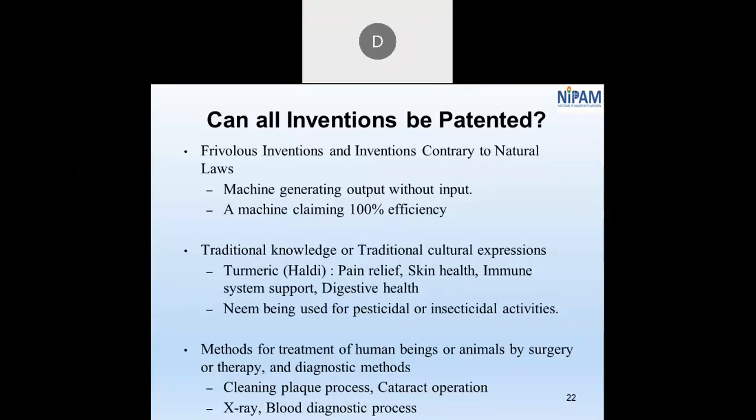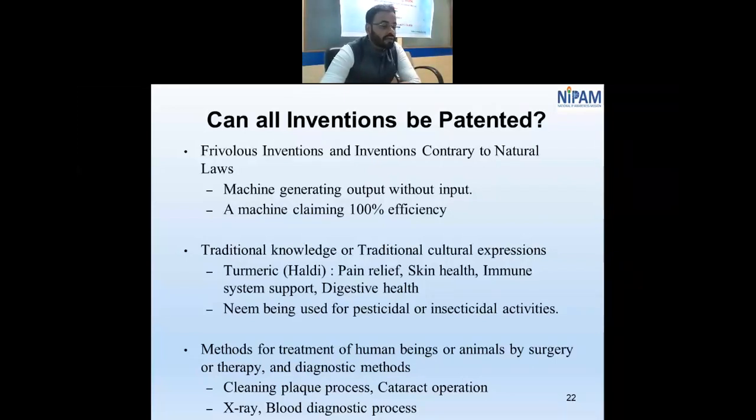Someone comes up asking for a patent application related to traditional knowledge. For example, we know that turmeric has some medicinal benefits. It helps in pain relief, skin, immune system health, digestive health. It cannot be patented because we all know it is a part of our traditional knowledge. Neem also has some pesticidal and insecticidal activities. It cannot be patented because we all know that it is a part of our traditional knowledge.